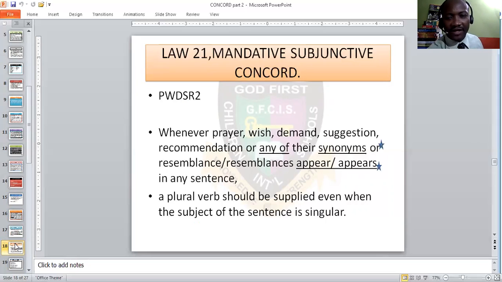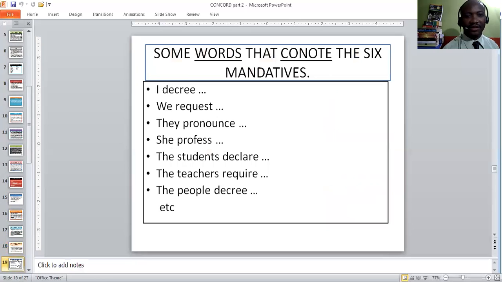Recommendation or any of their synonyms or resemblance appears or appear in a sentence. We can't use the singular verb; it is appear. This is a practical use here. Any of their synonyms. Any of here is also appearing in a sentence without you knowing it. So any of their synonyms, not synonym, and all of them now appear, not appears. A plural verb should be used even when the subject of the sentence is singular. Please note that we have to use it.